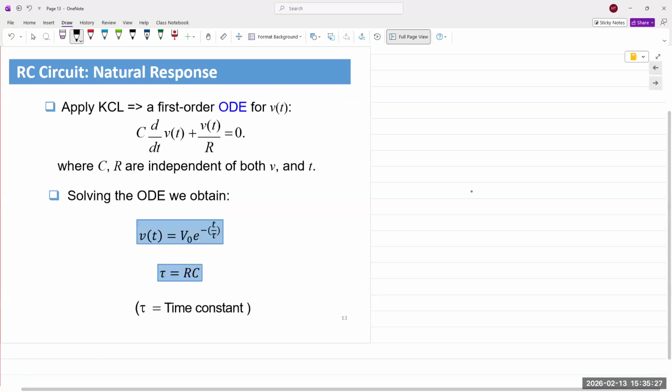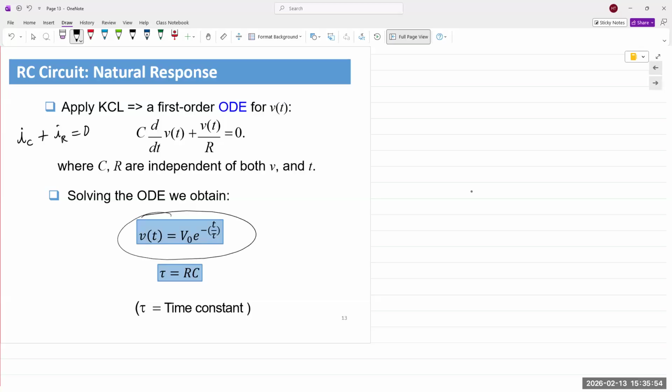But exact same approach as the previous one. Apply KCL. Sum of all currents must equal 0. IC and IR sum up to 0. IC is given by C dV over dt, and IR is given from Ohm's law, V over R. And so we have a first order differential equation, again, the solution for which is already known. We obtain V of t is equal to V0 times e raised to minus t over tau. Exact same structure as the previous one.